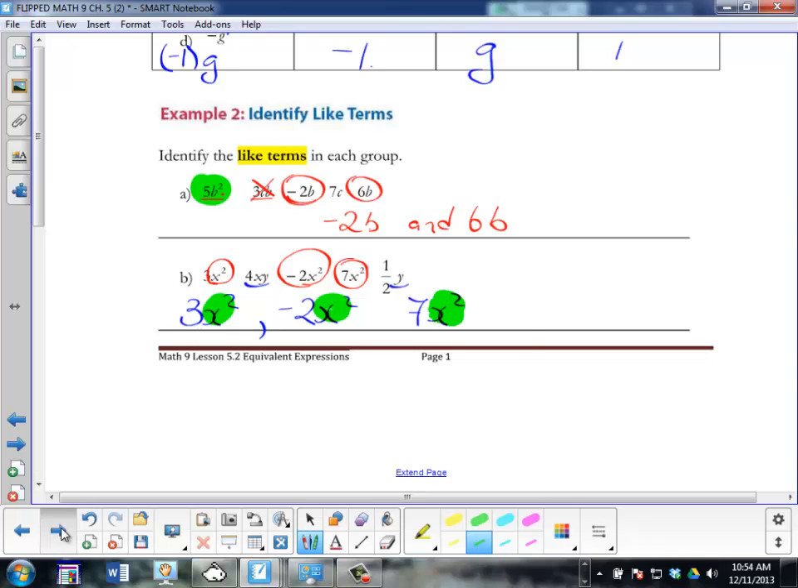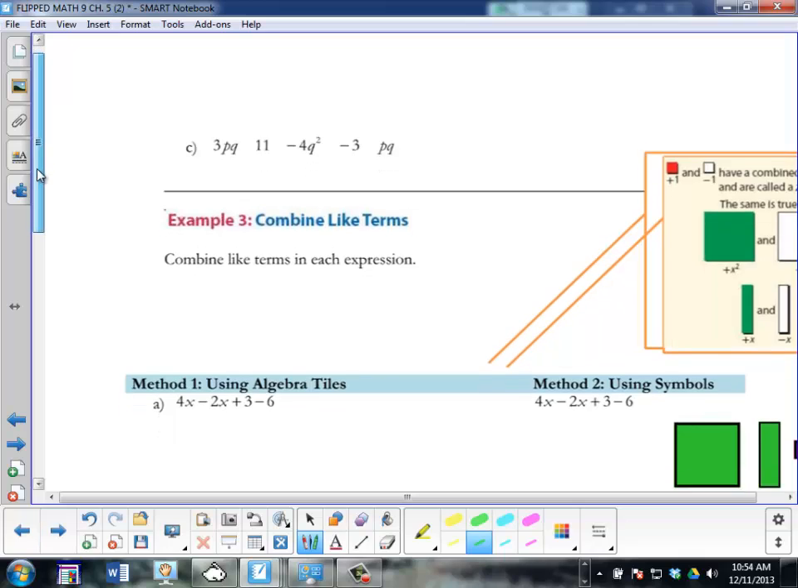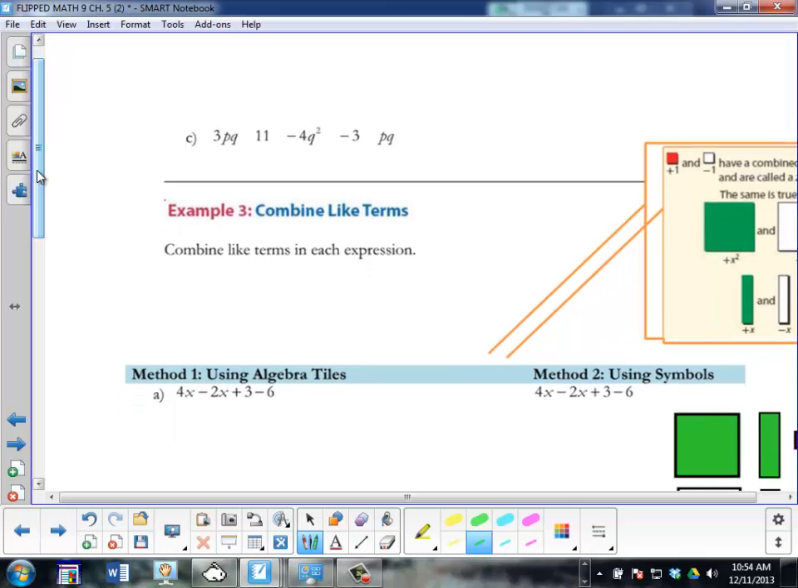Let's proceed over to the next page. So, looking at C here. Checking this out, our first one is 3pq, the variable is pq. If we run along the remaining terms, the last one is a single pq, same variable. So these 2 here are going to be like terms.